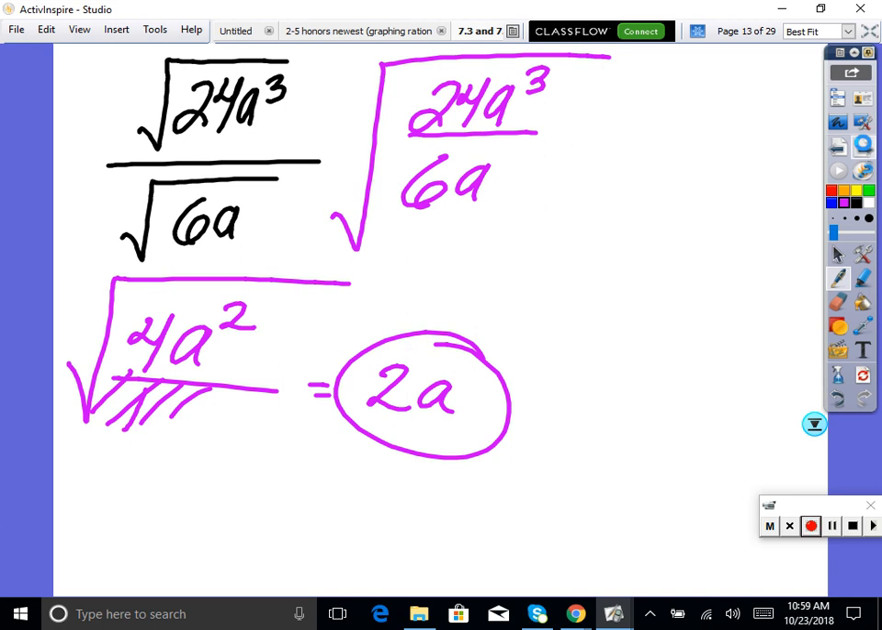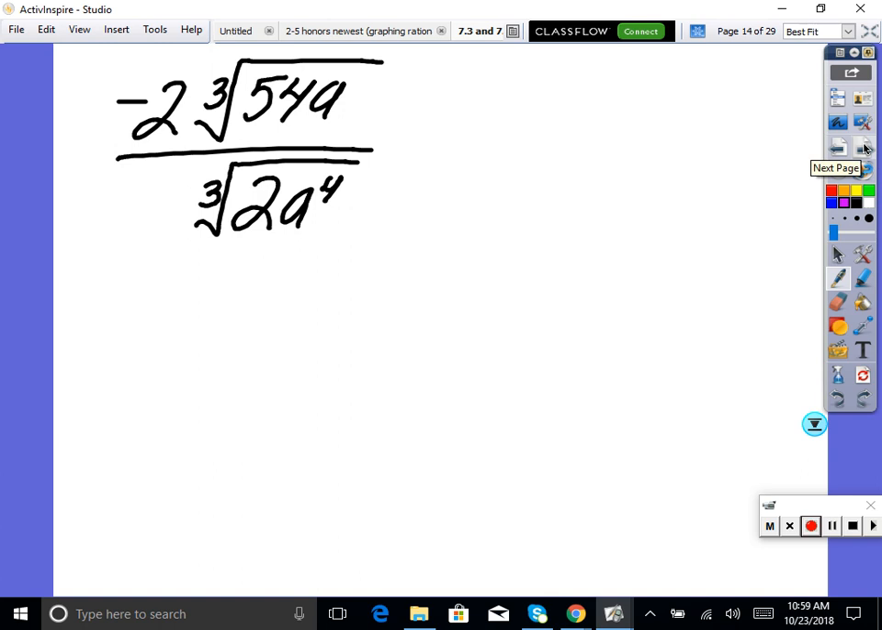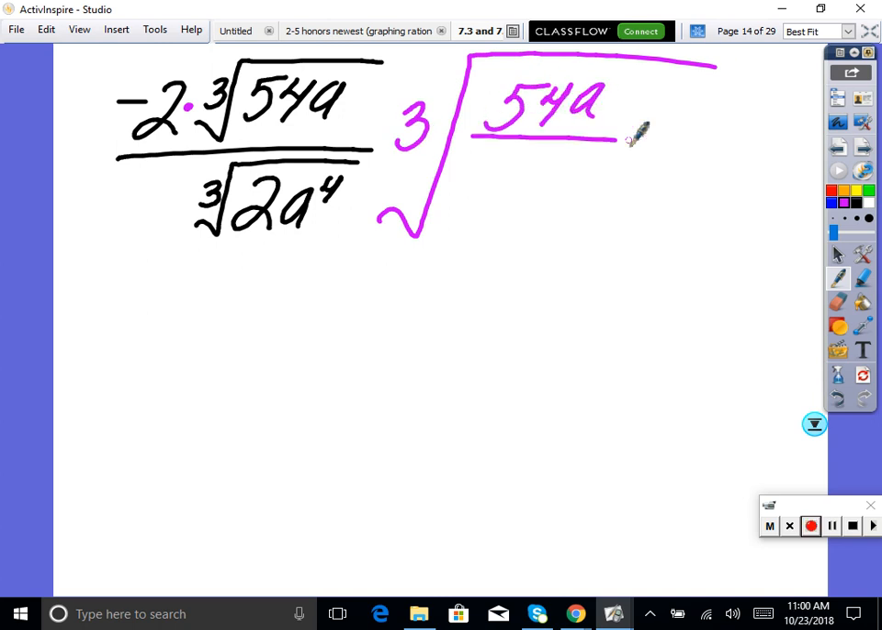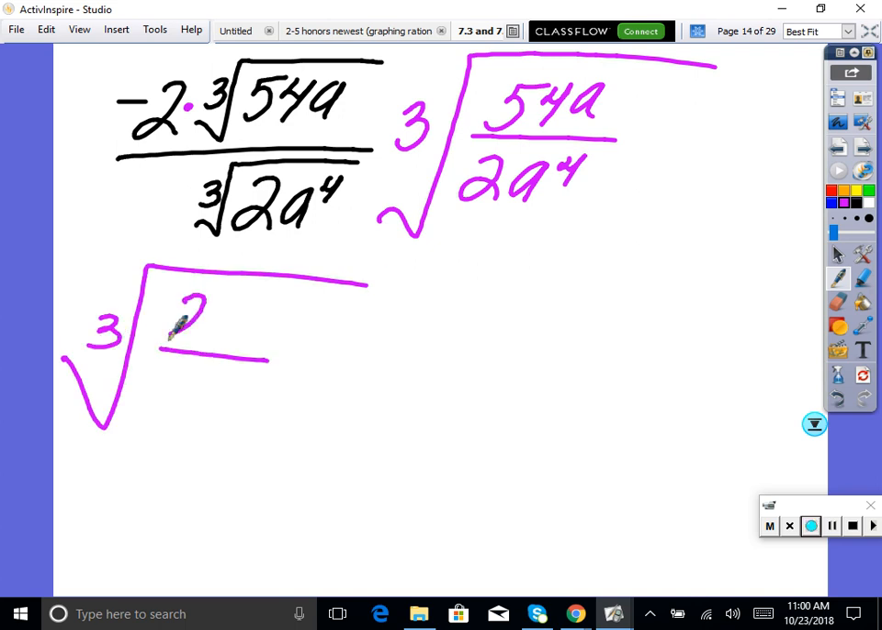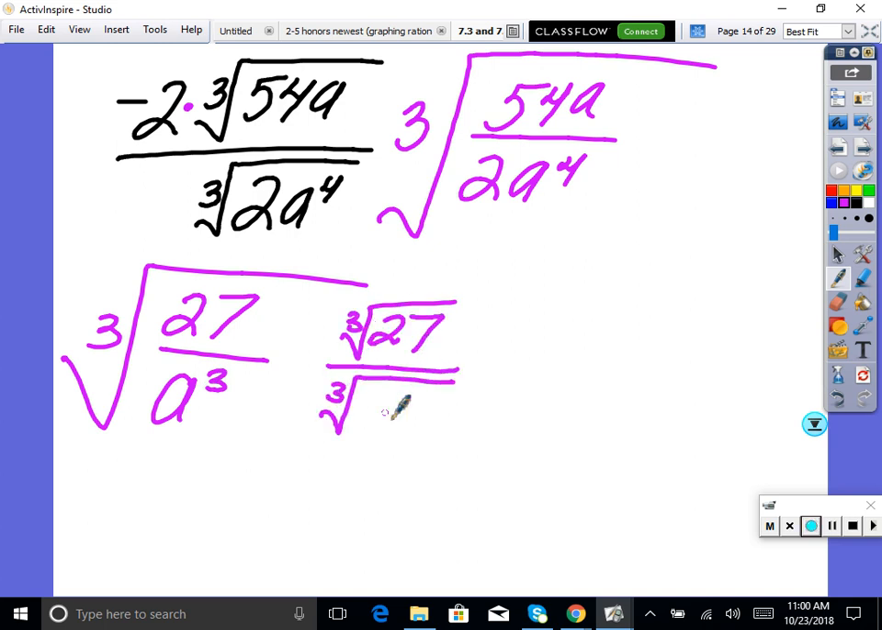Okay, another one. First, put the cube roots together and simplify. So I'm going to ignore -2 for a second, but I have to remember it in the end. So I have the cube root of 54a on top, and then I have a 2a to the 4th on the bottom. 54 and 2 becomes 27 on top. a and a to the 4th becomes a to the 3rd. Now we would split it back apart. On top we have the cube root of 27. On bottom we have the cube root of a cubed.